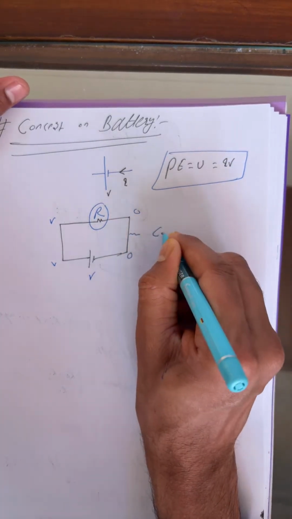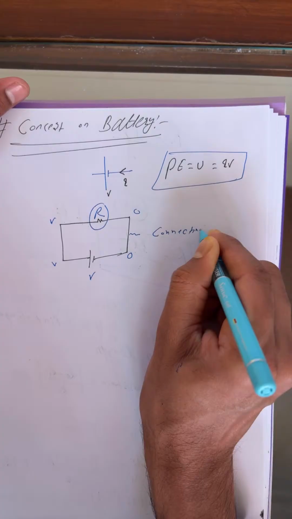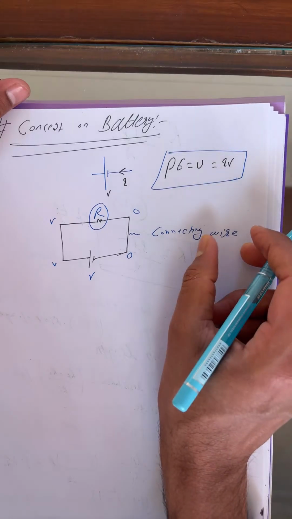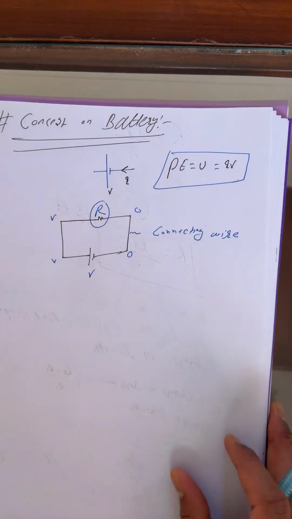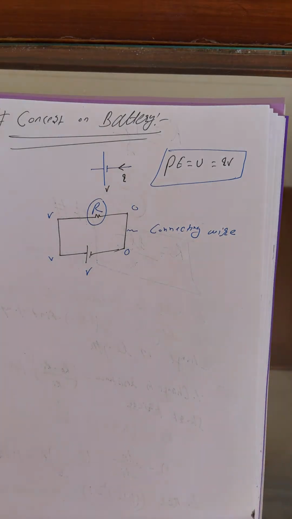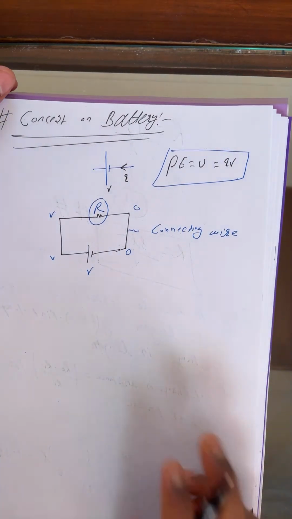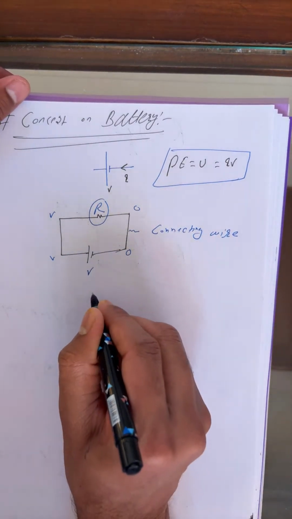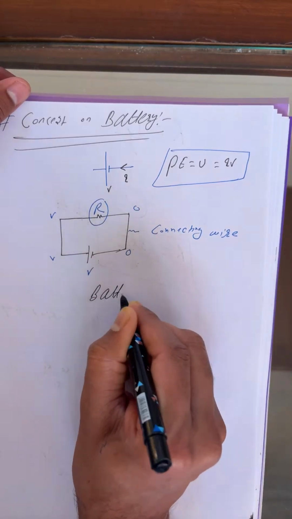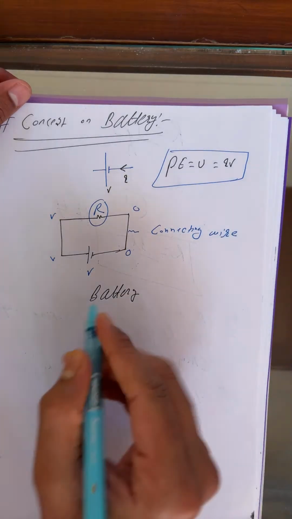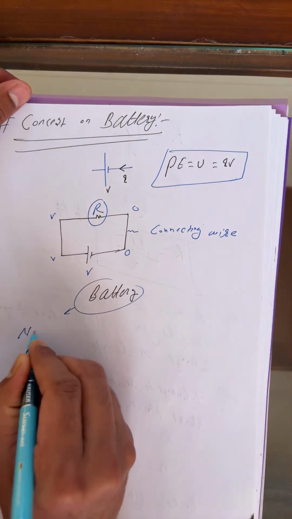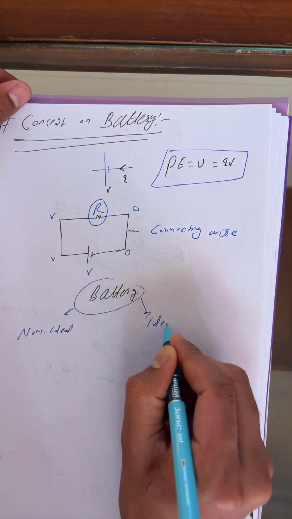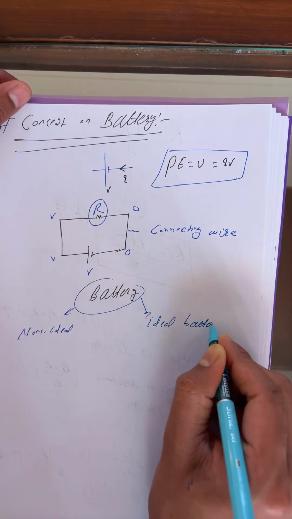This, my dear, is basically the connecting wire. Keep in mind, students, the connecting wire resistance is almost zero. Now, bacha, battery. We have two kinds of battery: ideal battery, or non-ideal battery. This is the non-ideal battery, and this is the ideal battery.